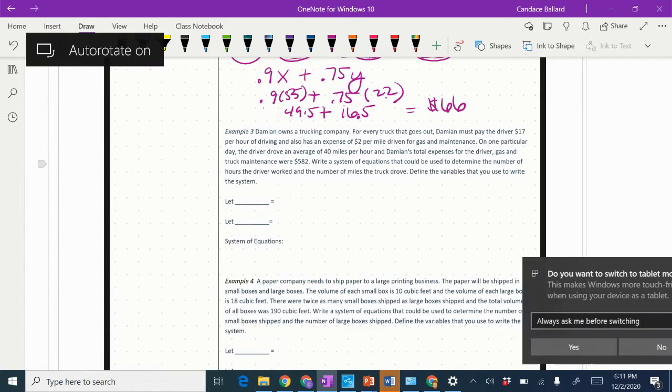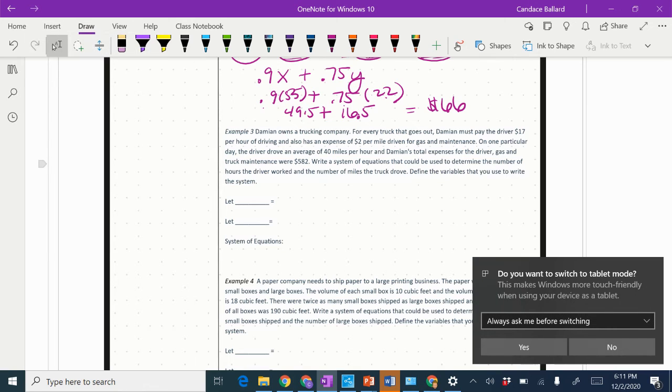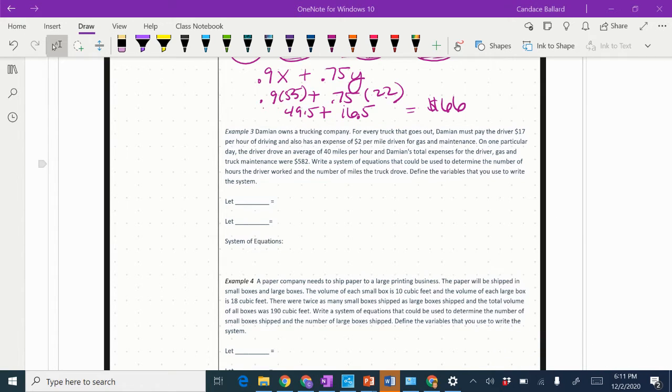So looking at example 3, Damien owns a trucking company. For every truck that goes out, Damien must pay the driver $17 per hour and also has an expense of $2 per mile driven for gas and maintenance. On one particular day, the driver drove an average of 40 miles per hour, and Damien's total expenses for the driver, gas, and maintenance were $582. Write a system of equations that could be used to determine the number of hours the driver worked and the number of miles the truck drove. Define the variables that you use to write the system.